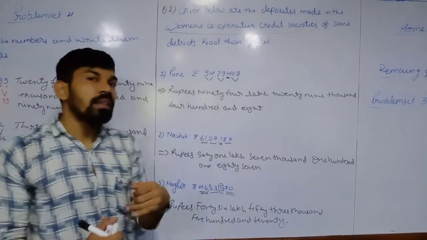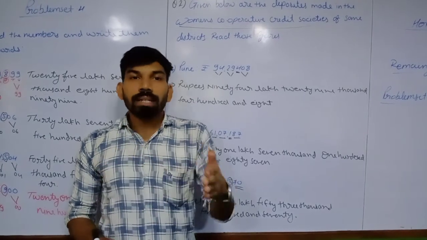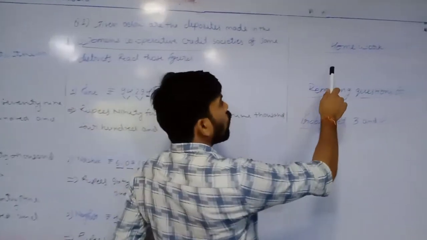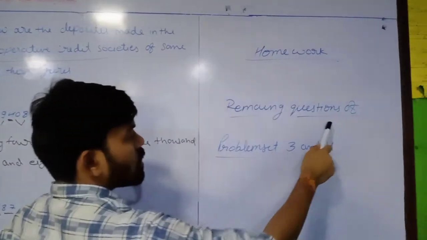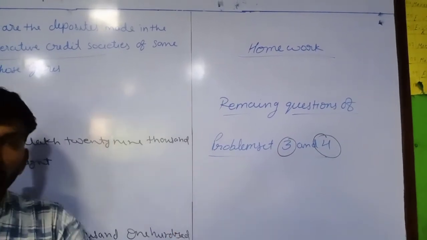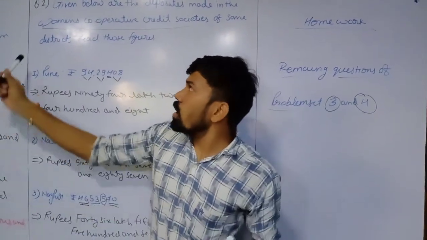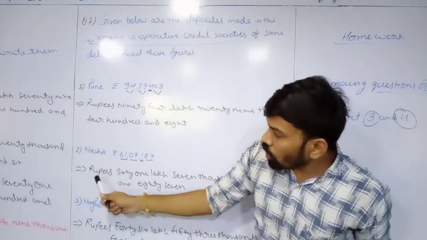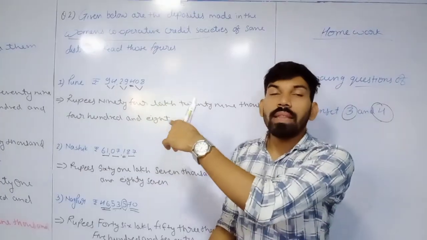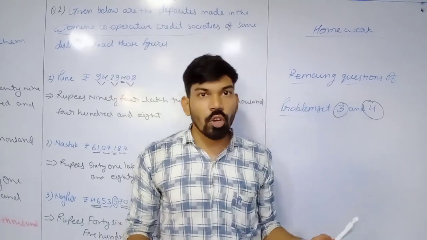So this way we learned how to convert 6-digit and 7-digit numbers into words, and if the words are given, how we convert them into figures. You have homework for today: the remaining questions of problem set number 3 as well as 4. Whatever we did in today's video is only half of question number 1. The second question is given here, and the remaining questions of question number 2, and in the same way the other questions of problem sets 3 and 4, you have to solve. Thank you.